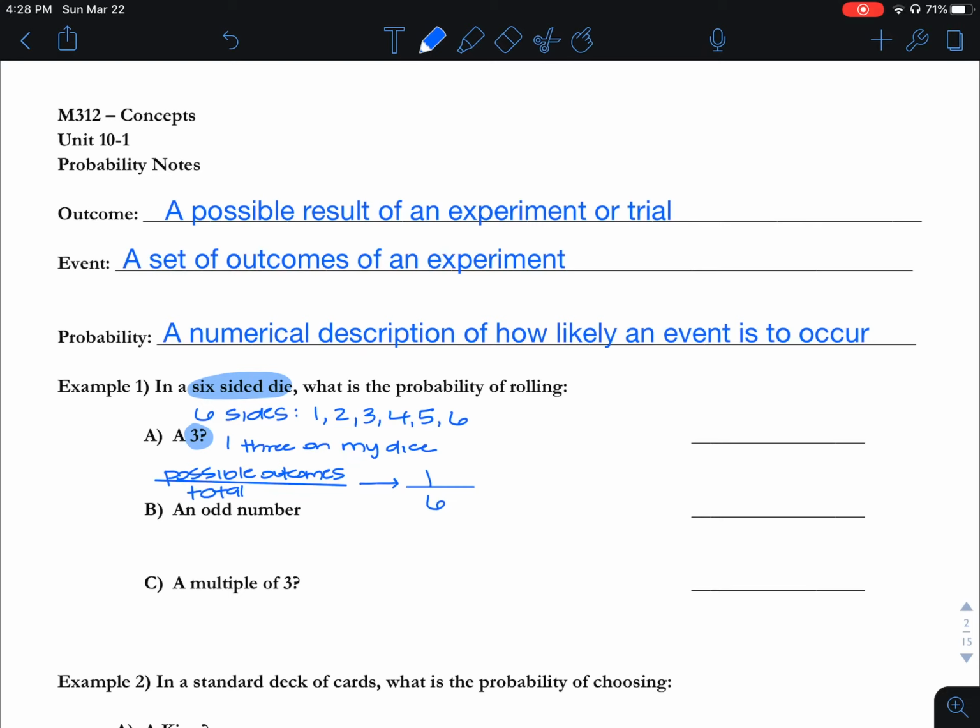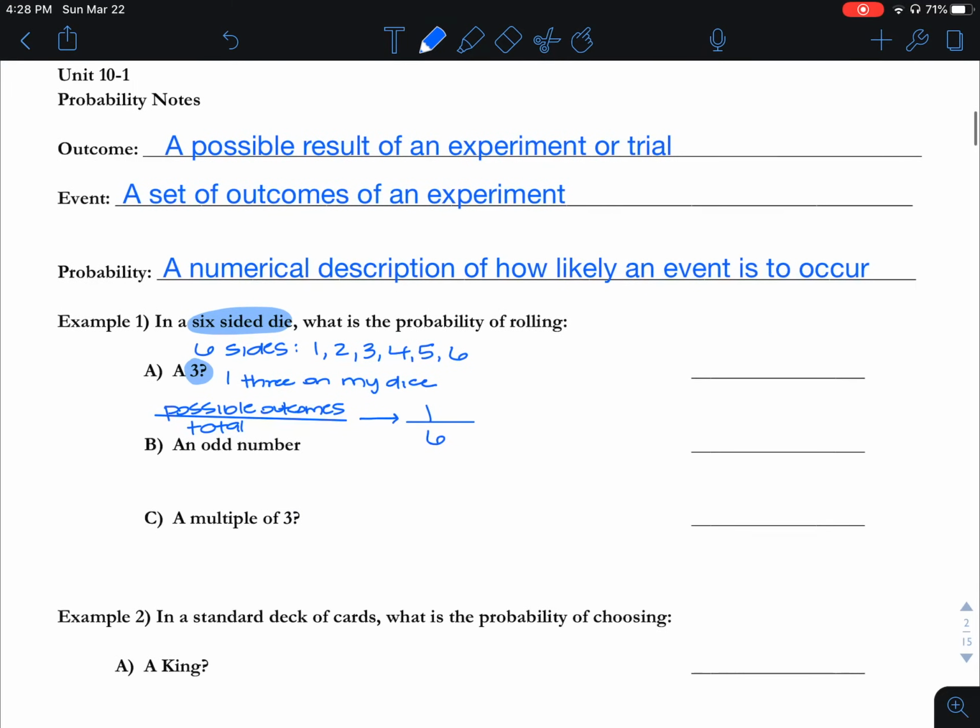So my probability is 1 to 6. If I were to do this in a calculator, divide 1 divided by 6, I should get 0.17. Leave it as a fraction or a decimal. When I leave it as a decimal, I want 2 places past the decimal.